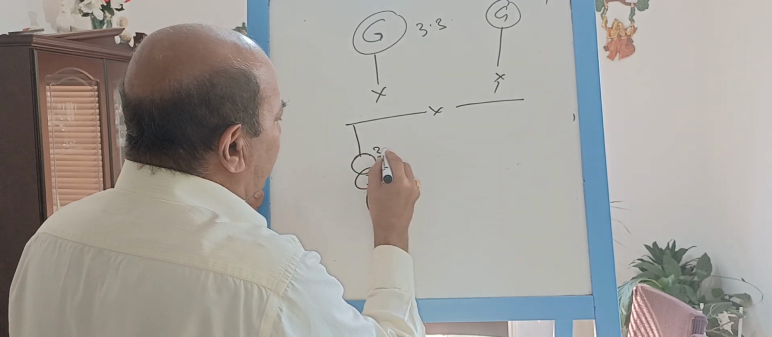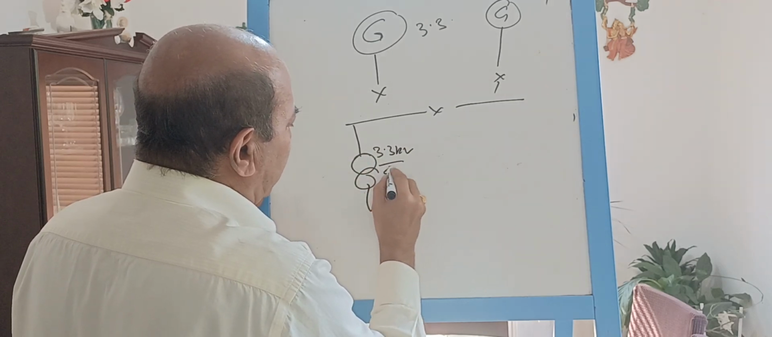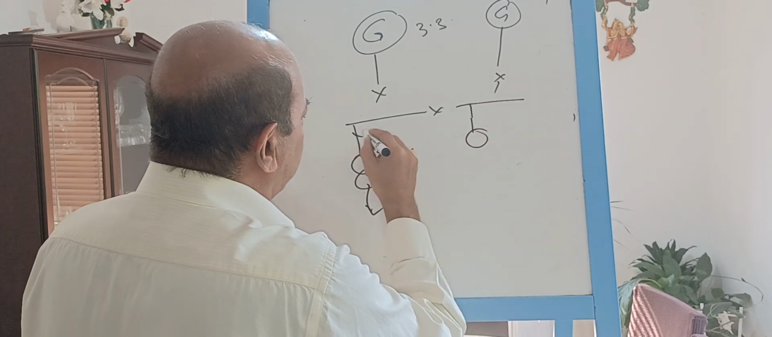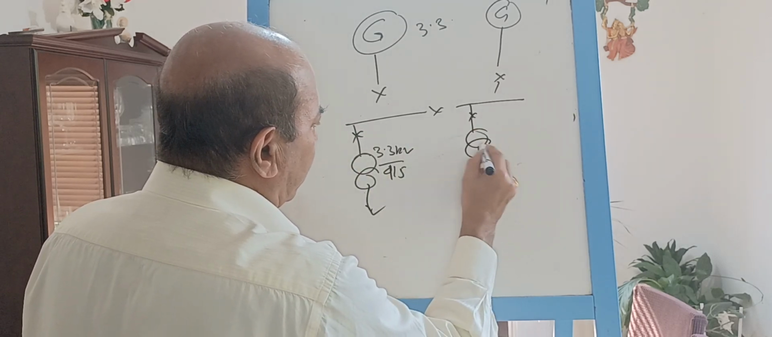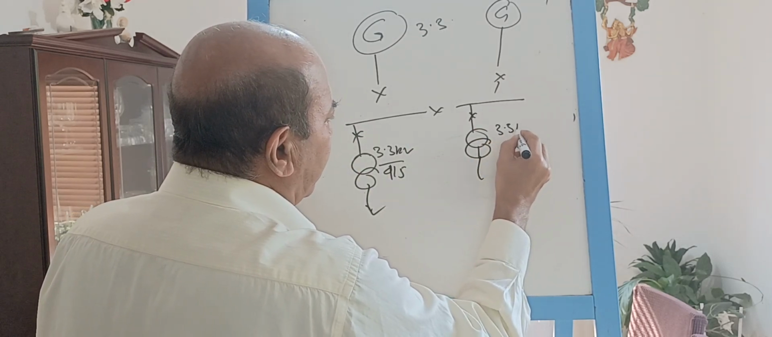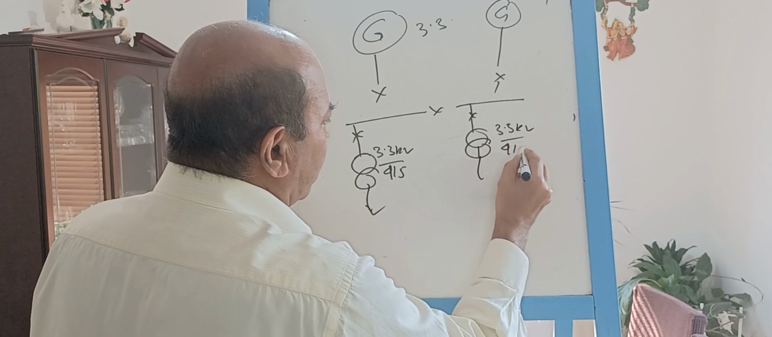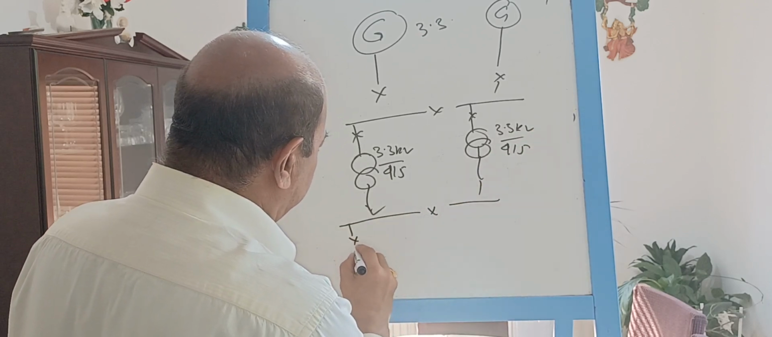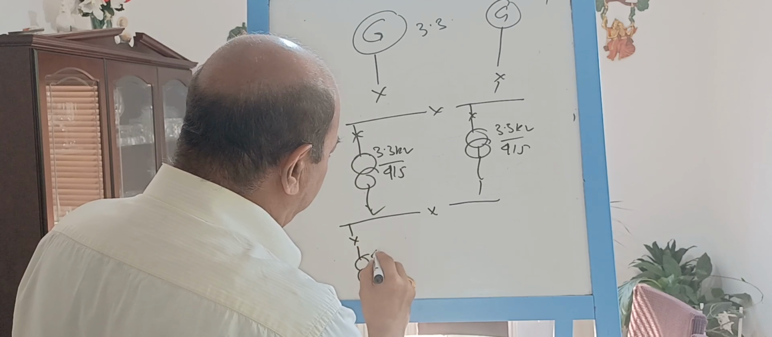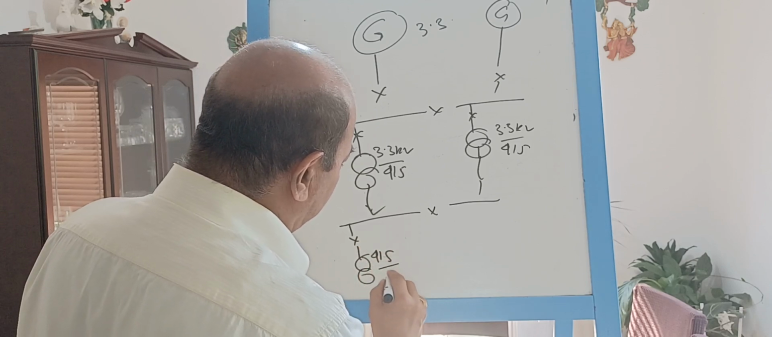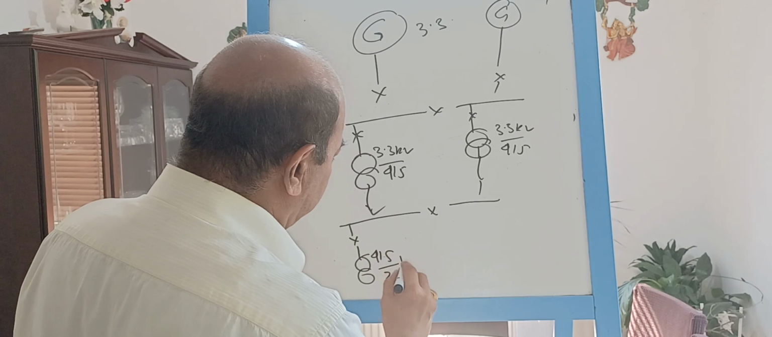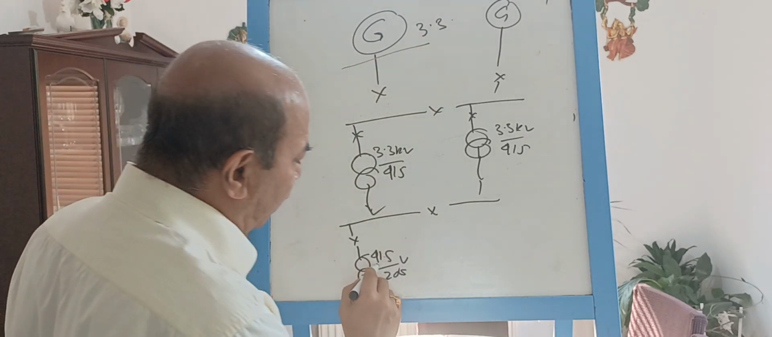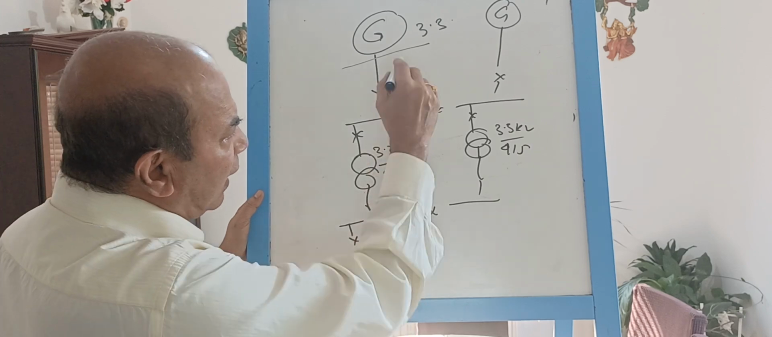Suppose it is a 3.3 kV by 415 volt transformer. Then maybe here is another transformer with a breaker, that is also 3.3 kV by 415 volt. Now it is going to, suppose, a 415 volt switchgear. From there, maybe there is another transformer, 415 volt by, suppose, 208 volt. So you see, it started with 3.3 kV and goes down to 208 volt. So there are multiple voltages.